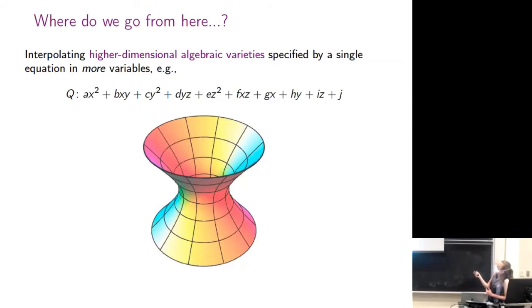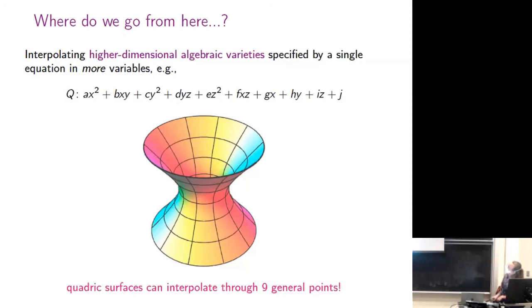Here's an example: something that's specified by a polynomial equation of degree 2 in 3 variables is called a quadric surface. Here's a generic picture of what it looks like over the real numbers. And you know the drill. I look at the number of coefficients. There are 10 coefficients here, so I should be able to interpolate quadric surfaces through 9 general points. Okay, was that fun? Not really, right? Because we already sort of knew how to deal with this. This was just linear algebra. So remember this quadric and these 9 general points, because this is going to come up again. But we want to do something new.